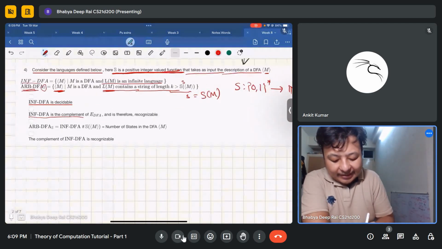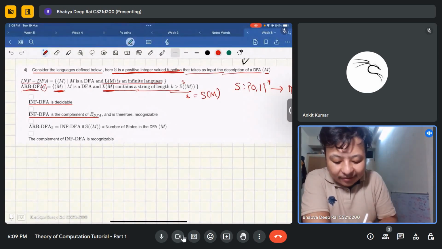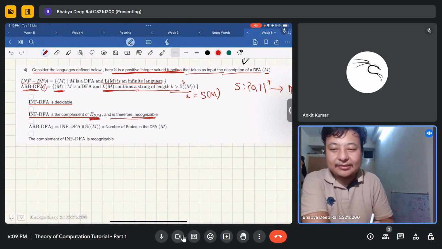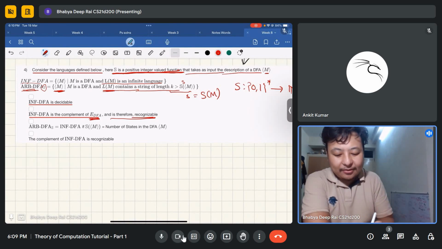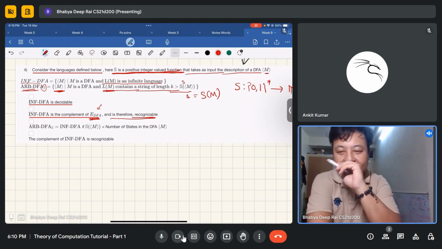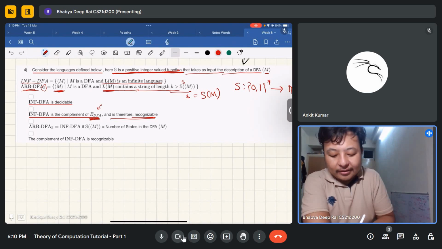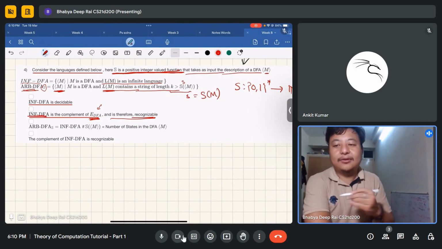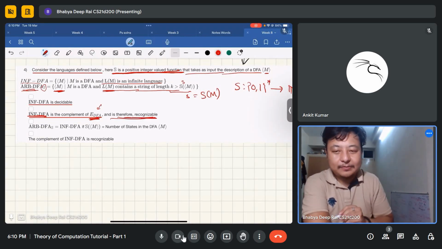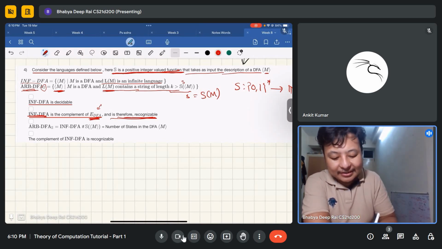The second option is the complement of INF DFA. They are saying the complement is eDFA and is therefore recognizable. Why? Because eDFA is co-recognizable. What is eDFA? Let me remind you. eDFA is checking whether the language of the DFA is empty or not. They are saying the complement of INF DFA is all those DFAs whose language is empty, and therefore it is recognizable, because this is co-recognizable.